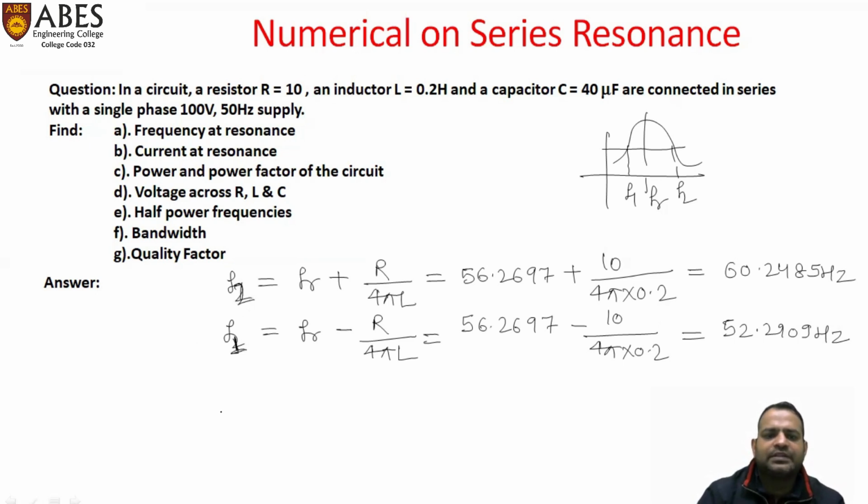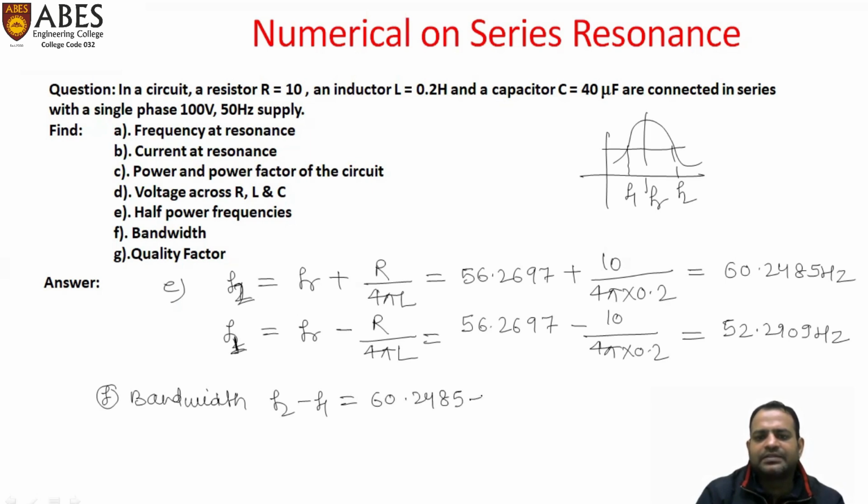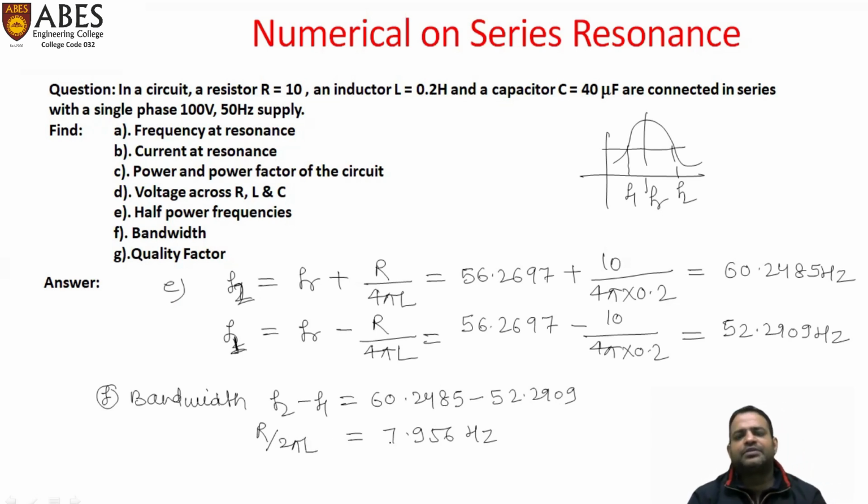So in such a way, we are calculating these two frequencies. Now we are getting half power frequencies, then we can find the bandwidth, which is F2 minus F1. So when we are subtracting 60.2485 minus 52.2909, you are finding it is 7.956 hertz, or you are calculating this by R upon 2 pi L directly by using this formula.